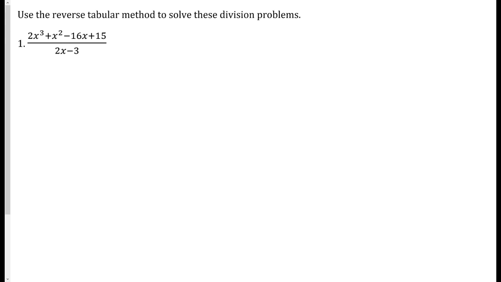Okay, Common Core Algebra 2, Lesson 2, the division of polynomials. And we're going to solve these division problems by using the reverse tabular method. So I know I'm dividing by 2x minus 3. That's my divisor. So 2x minus 3 goes over here on the side.